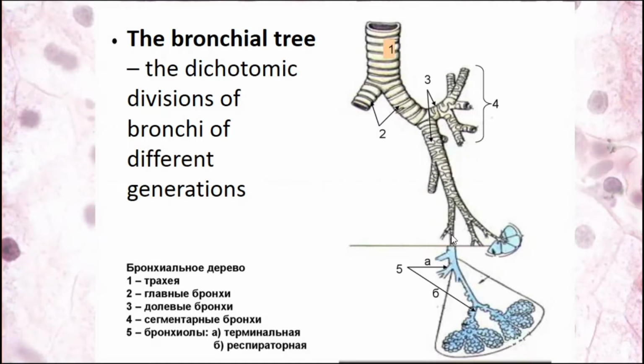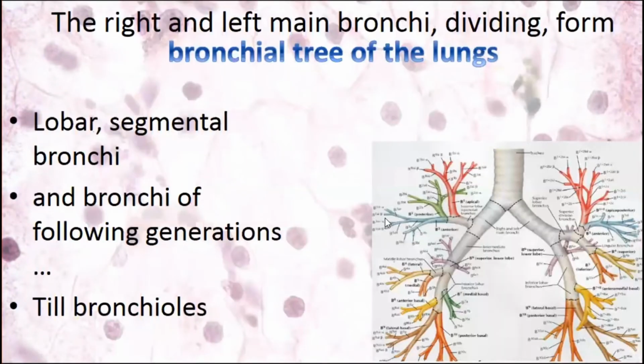And here we can see different divisions of bronchi, and we have very, very small bronchi of small generations, and all those bronchi form the bronchial tree. It's the conductive portion which is located inside the lungs. So we have lobar and segmental bronchi and bronchi of following generations till pre-terminal and terminal bronchioles, and all those branches we call the bronchial tree.